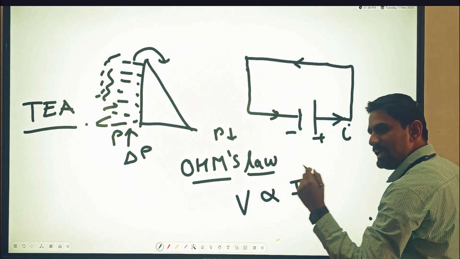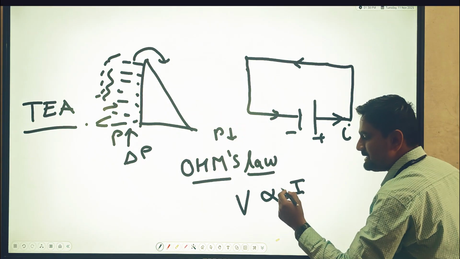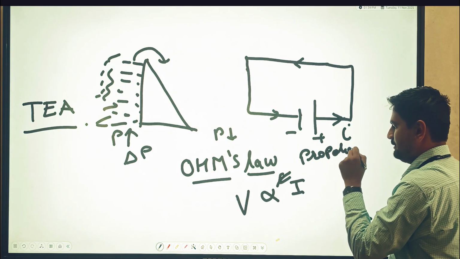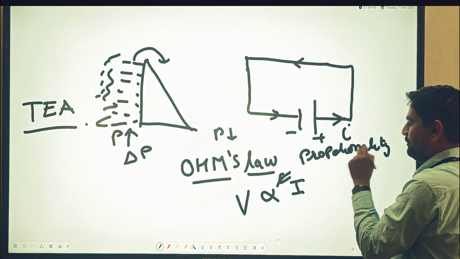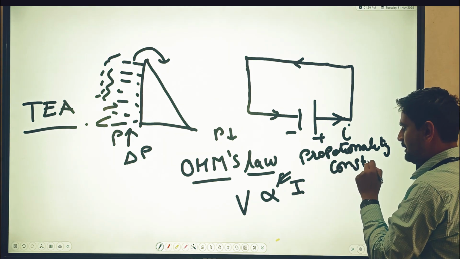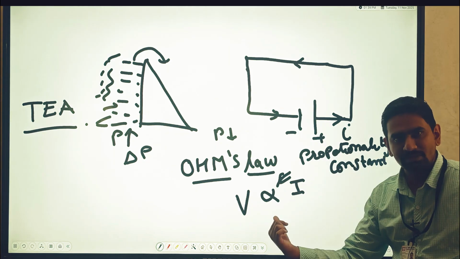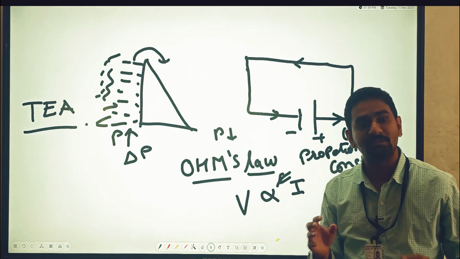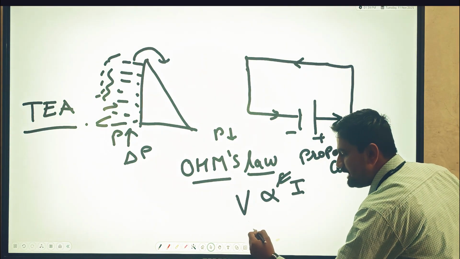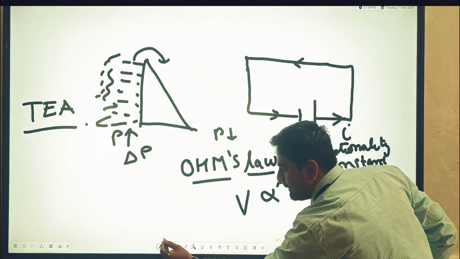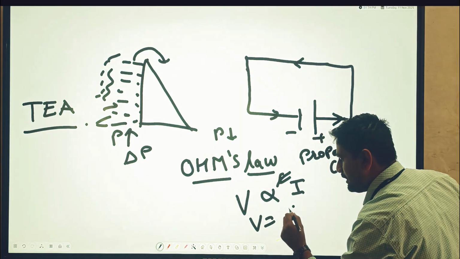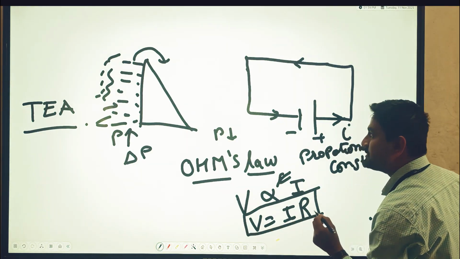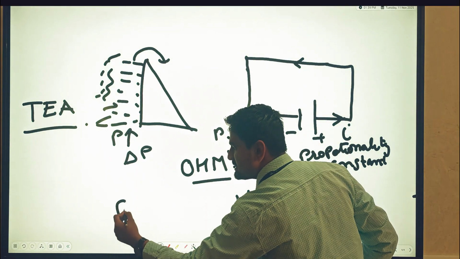So in the case of the mathematical expression, we know that this term is known as the proportionality constant. So we need to remove this proportionality constant. While removing this proportionality constant, we have to add some term which is constant, right? So we are adding V is equal to I times R. V is equal to I times R, where R is the resistance.